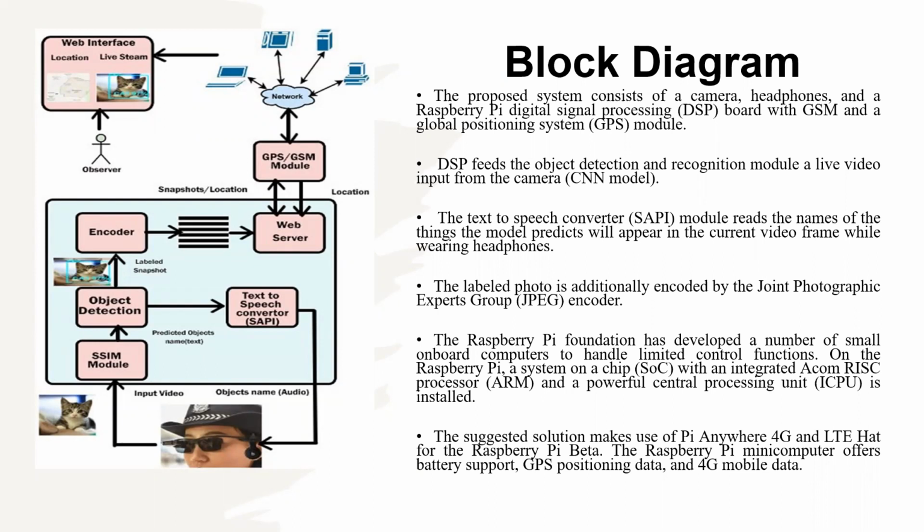The Raspberry Pi Foundation has developed a number of small onboard computers to handle limited control functions on the Raspberry Pi. A system on a chip with an integrated ARM RISC processor and a powerful central processing unit is installed. The suggested solution makes use of Pi Anywhere 4G and LTE hat for the Raspberry Pi beta. The Raspberry Pi mini computer offers battery support, GPS, positioning data, and 4G mobile data.